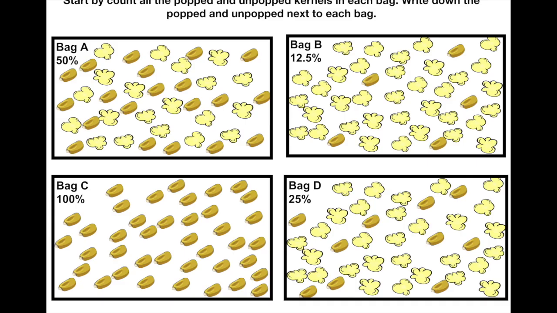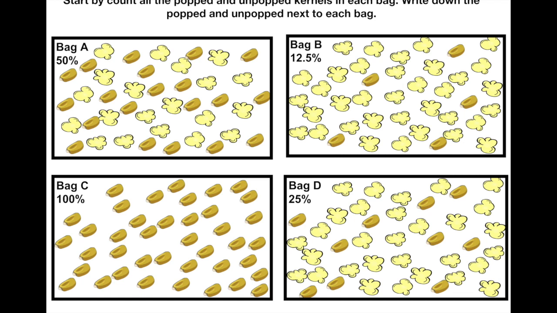So we're going to start by taking a look at these bags of popcorn. If you click where it says click here on your lab sheet, it will bring you to a slideshow and it will show you these 4 different bags of popcorn. Okay, the first thing I need you to do is to start by counting all the popped and unpopped kernels in each bag. And then I need you to write next to each bag the number of popped kernels and the number of unpopped kernels.